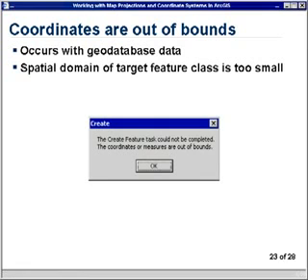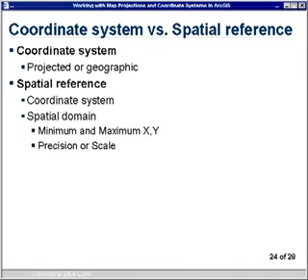Another message you may get, particularly when you're editing or when you're importing data, is a coordinates are out of bounds error message. This generally occurs with geodatabase data, and it means that the spatial domain of the target feature class is too small. And I'm going to go ahead and explain what I mean by that.